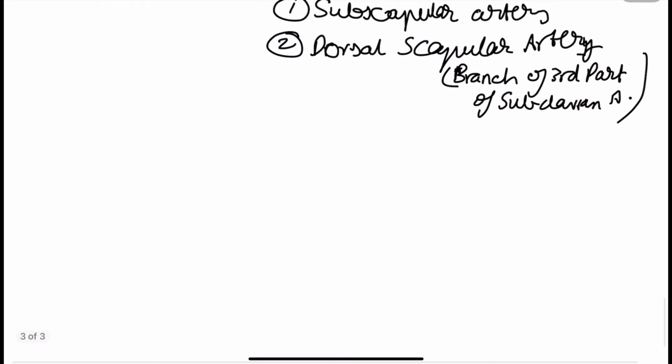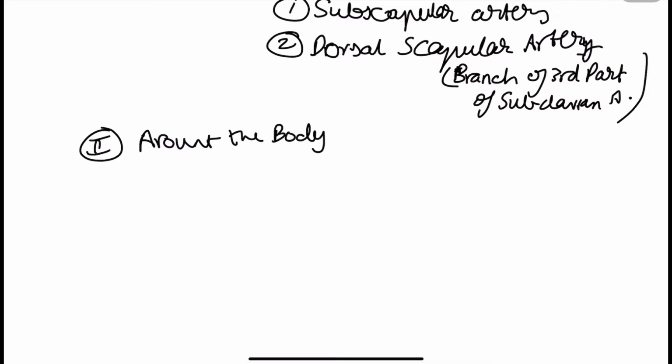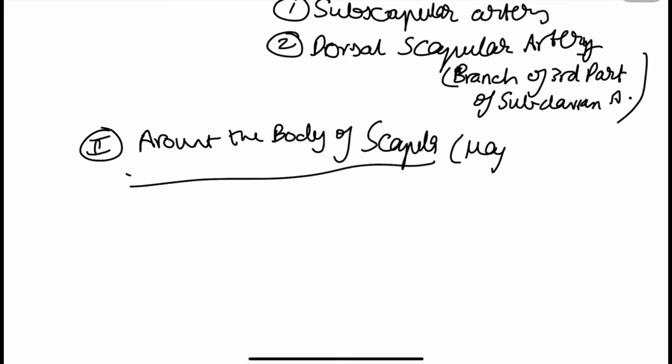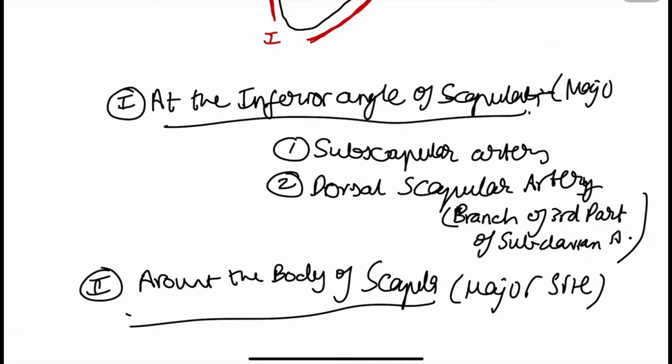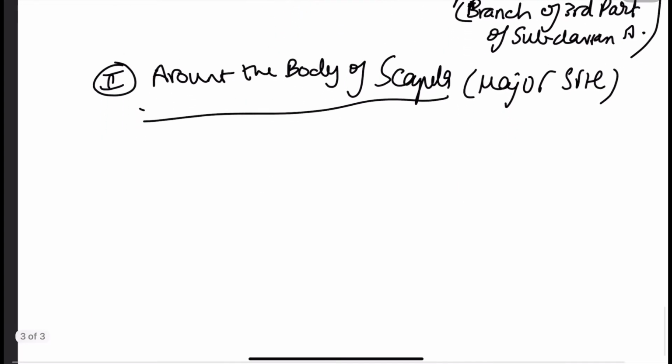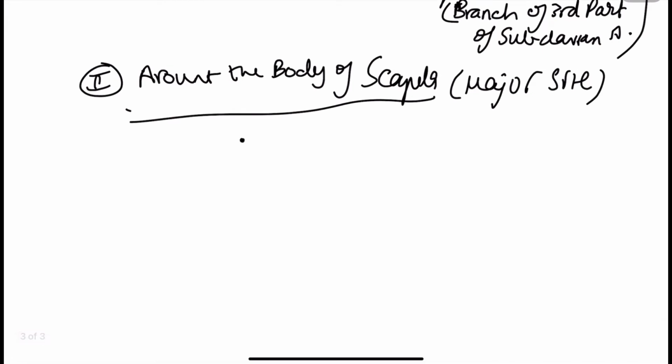Okay. So now we'll be talking about the anastomosis around the body of scapula. This is a major site of anastomosis. The inferior angle is also a major site of anastomosis. So around the body of scapula, basically three arteries participate. One is the dorsal scapular artery, a branch of the third part of subclavian artery, and the second one is suprascapular artery.